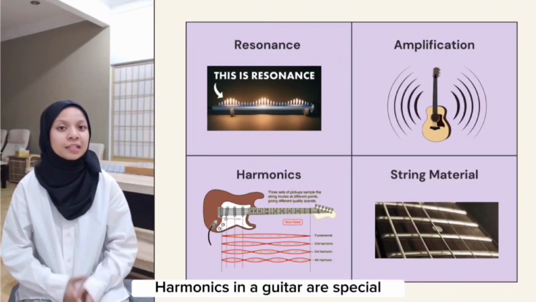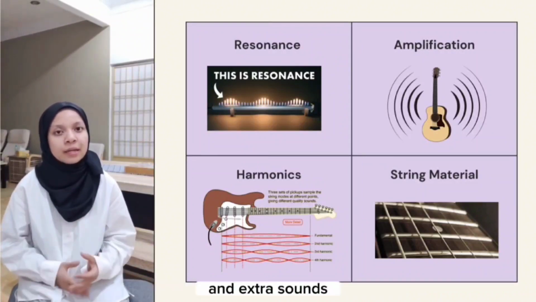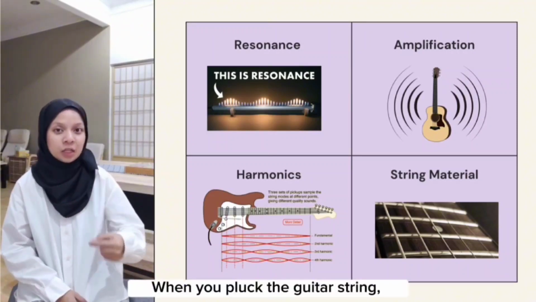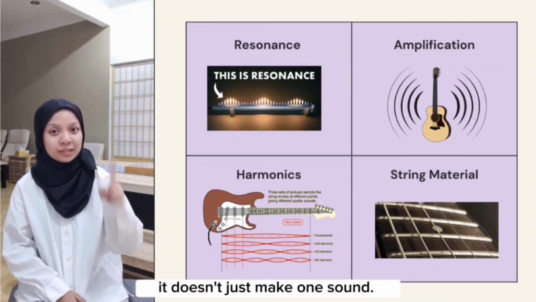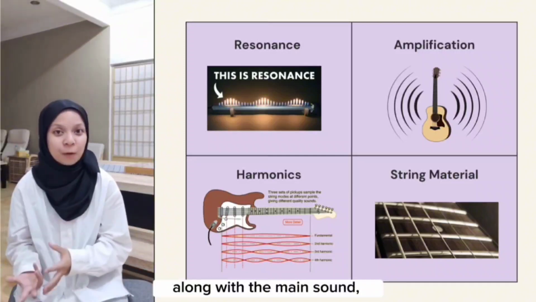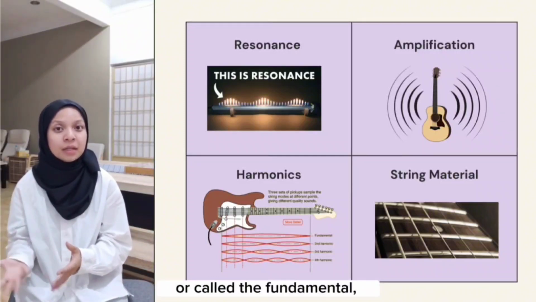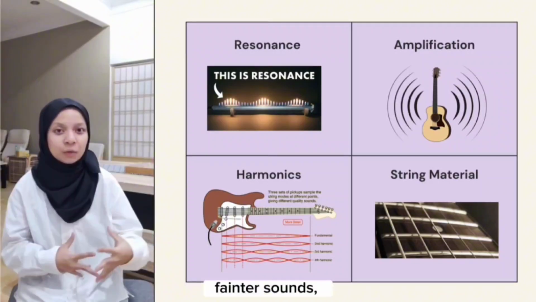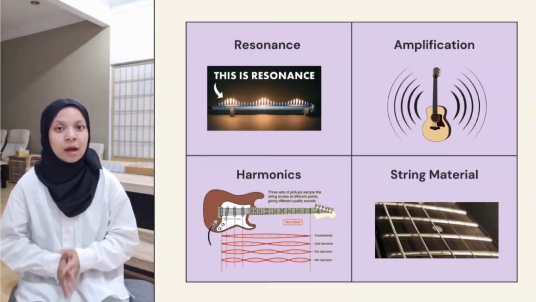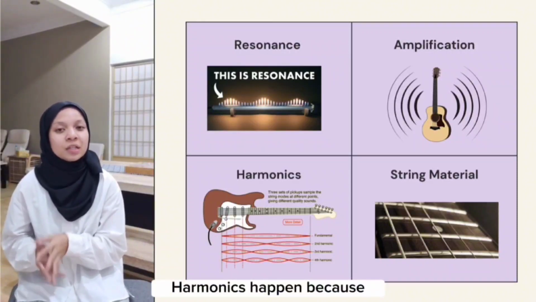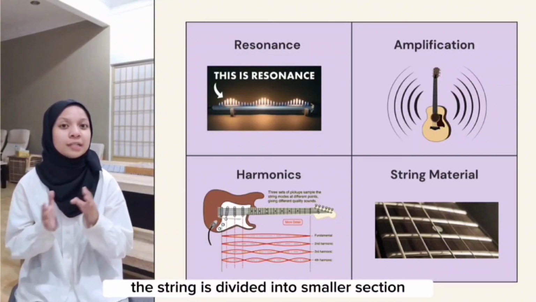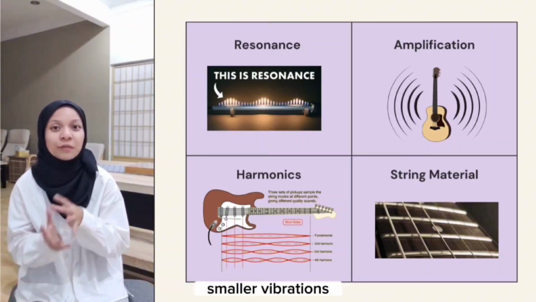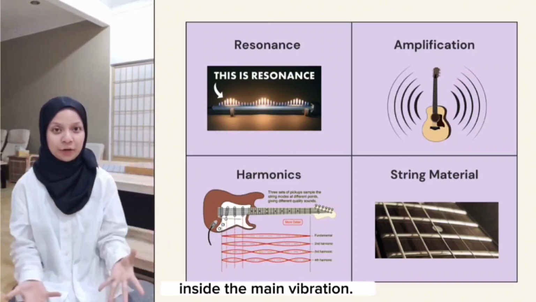Harmonics in a guitar are special, extra sounds that add flavor to the main note that you play. When you pluck a guitar string, it doesn't just make one sound. Along with the main sound, called the fundamental, you also get these higher pitched, fainter sounds called harmonics. Harmonics happen because the string is divided into smaller sections when you play. It's a bit like having secret, smaller vibrations inside the main vibration.